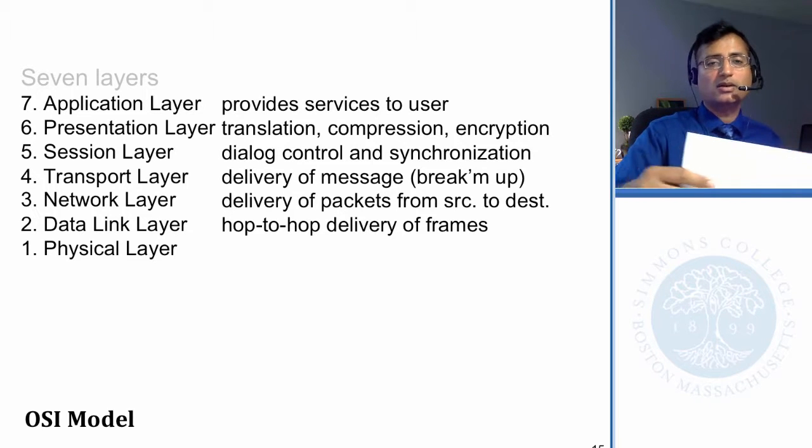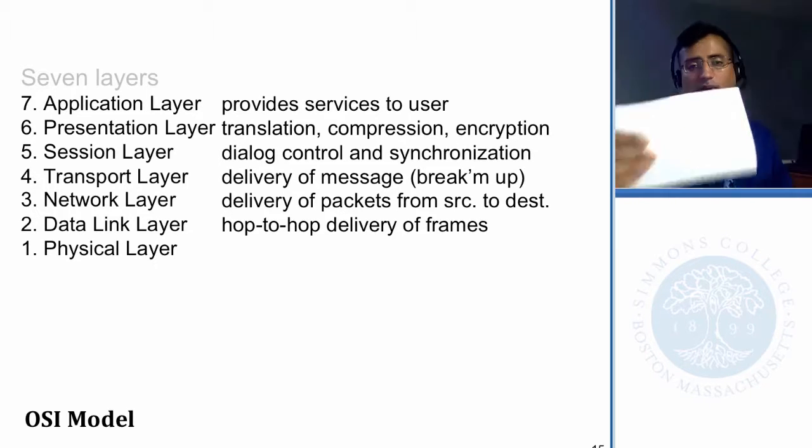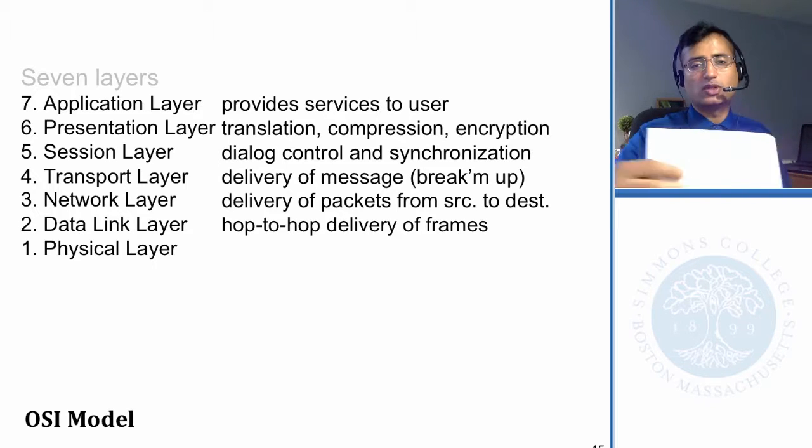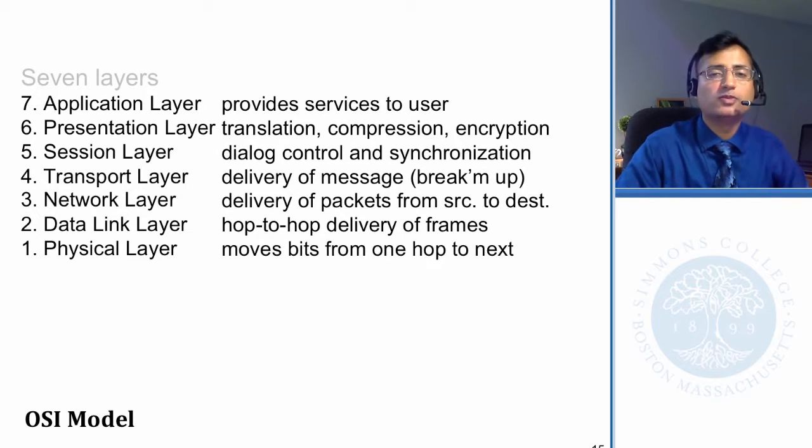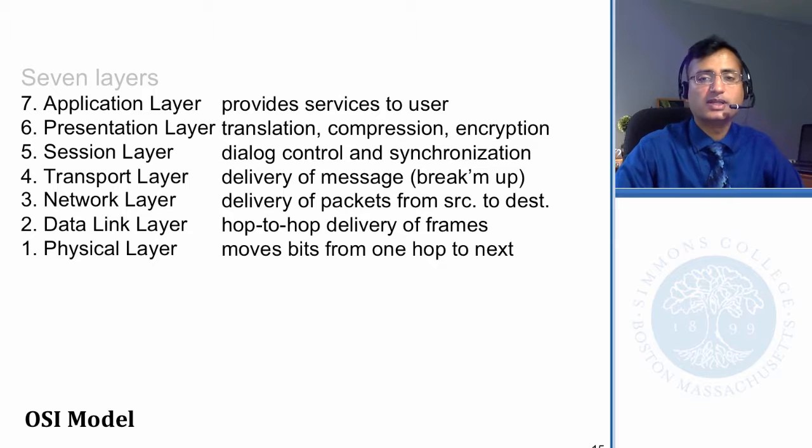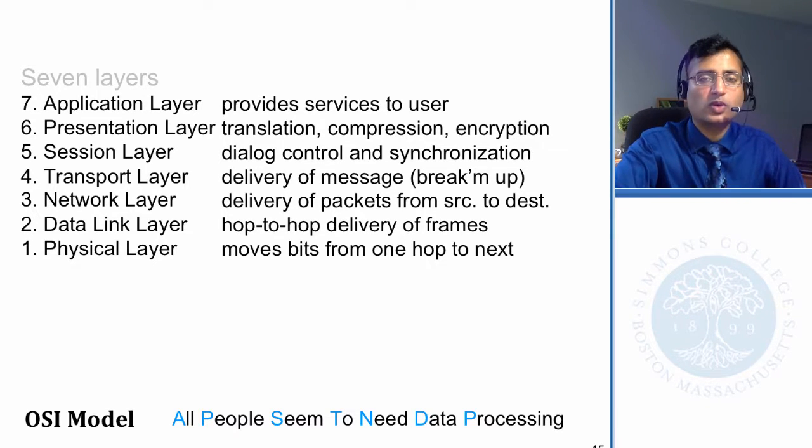So the data link layer is just concerned about the transmission of packets from one hop to the next. And then you have your physical layer, which moves the actual bits, zeros and ones, from one hop to the next. So one easy way to remember these 7 layers is by using this phrase: all people seem to need data processing. So A is for application, P is for presentation, S is for session, T is for transport, N is for network, D is for data link, and P is for physical.